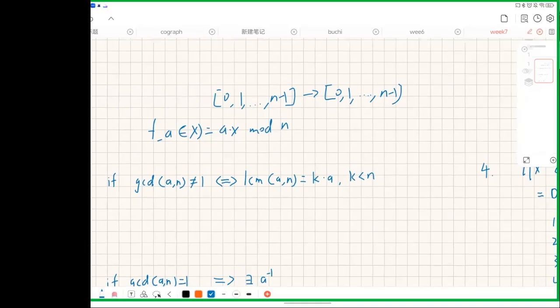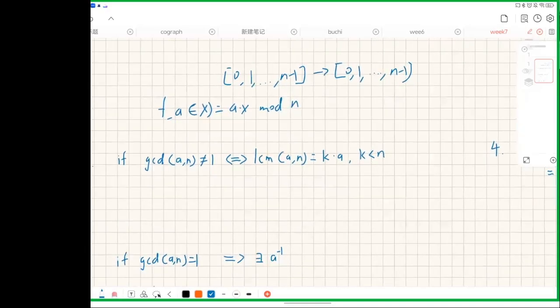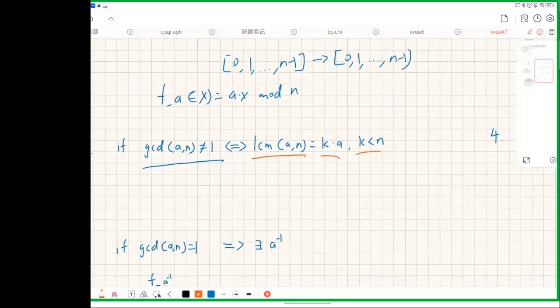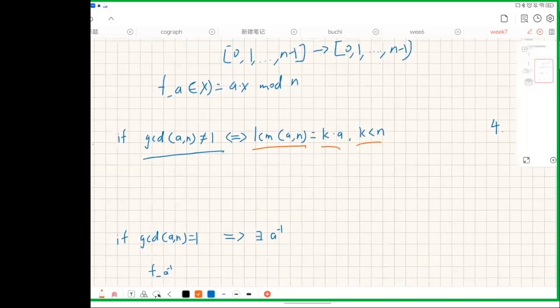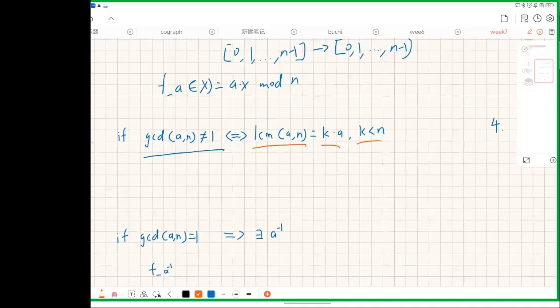So let's consider if the greatest common divisor of a and n is not equal to 1. Then the least common multiple of a and n should be k times a, and k is smaller than n. Because the product of these two is n times a, so these two are equivalent.